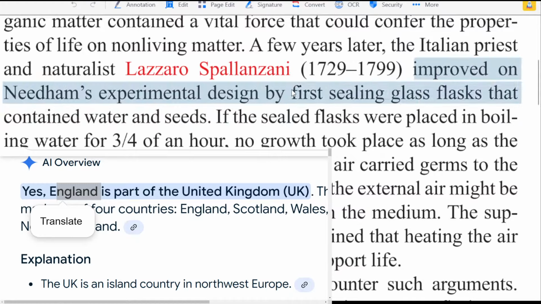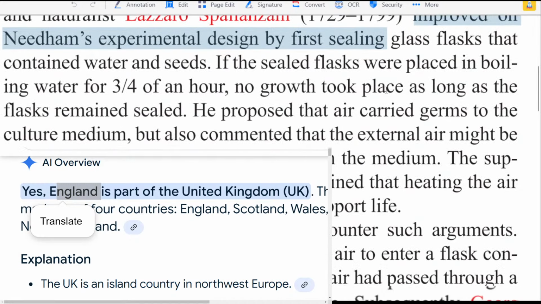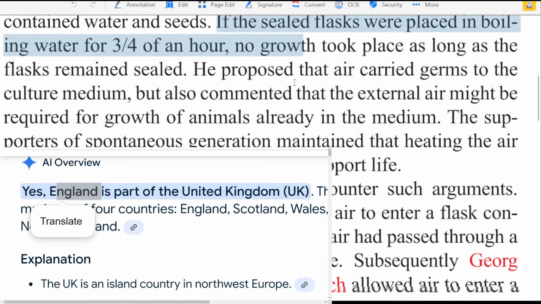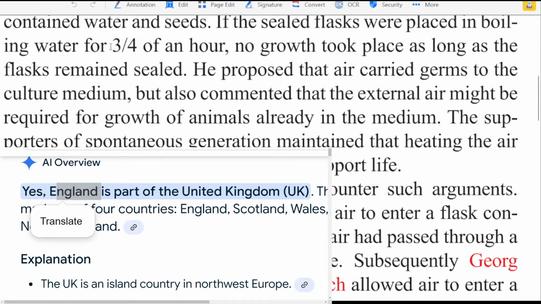What did he do? He improved on Needham's experiment by first sealing the glass flask, which contained water and seeds. The sealed flask was placed in boiling water for 3/4 of an hour. We get it, if you divide an hour into 4 parts, 3 parts is 45 minutes. He could have just written 45 minutes. What do you mean by 3/4 of an hour? No growth took place as long as the flask remained sealed and boiled for 45 minutes, everything was okay.